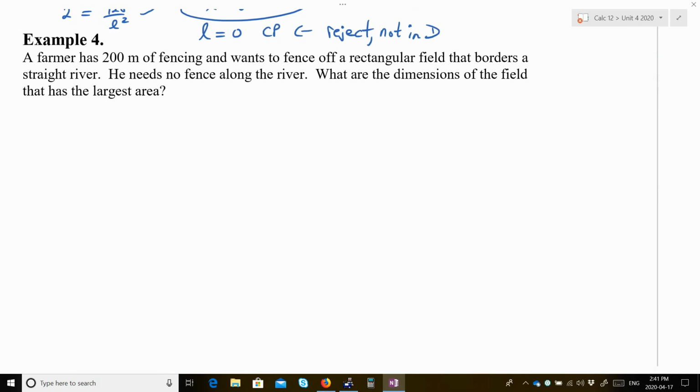All right, let's do example 4. A farmer has 200 meters of fencing and wants to fence off a rectangular field that borders a straight river. So here's the river. He needs no fence along the river. What are the dimensions of the field that has the largest area?